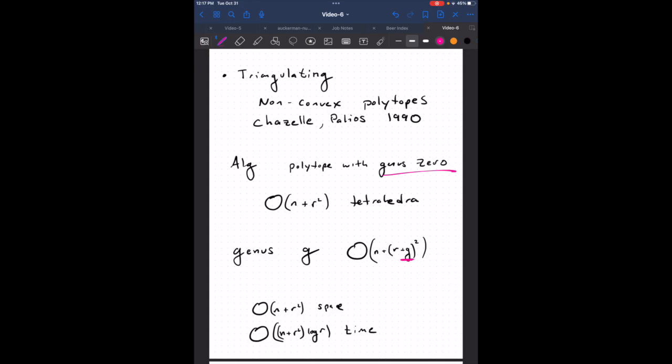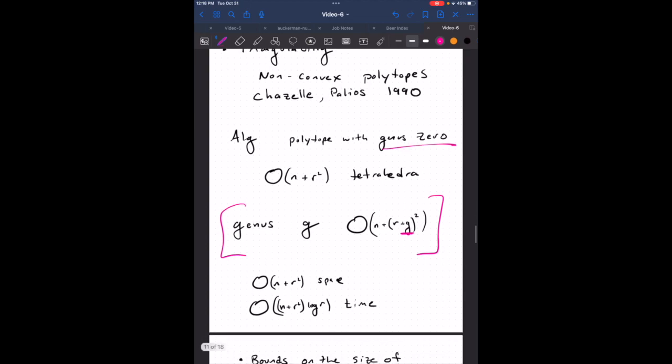So this is what we're going to use the Gauss-Bonnet theorem to remove this dependency on the genus. So we say, okay, so if we have a genus g surface, we can decompose it into n plus quantity r plus g squared tetrahedra. So very clever algorithm and a very well-written paper.